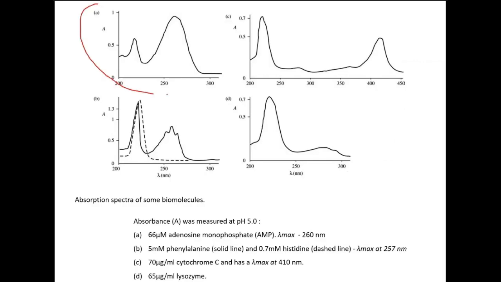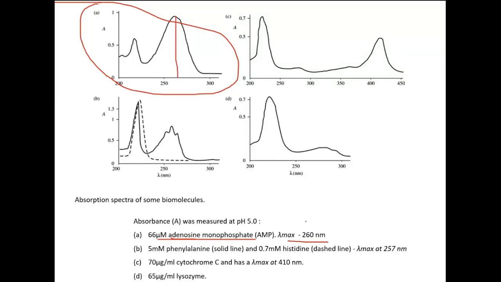So panel A represents the absorption spectrum of adenosine monophosphate, which we call AMP. The lambda max is 260 nanometer, so there will be a sharp peak at 260 nanometer. This is called lambda max.